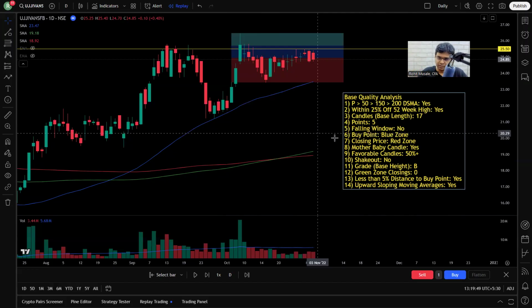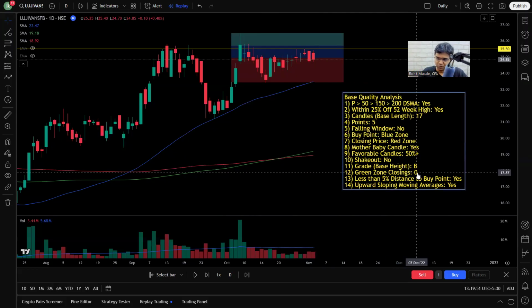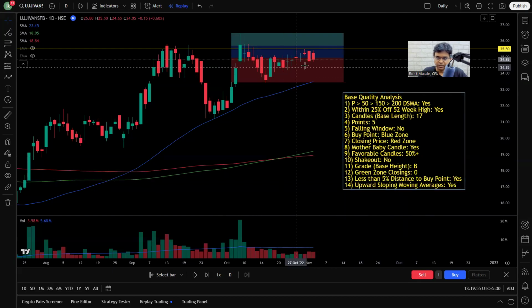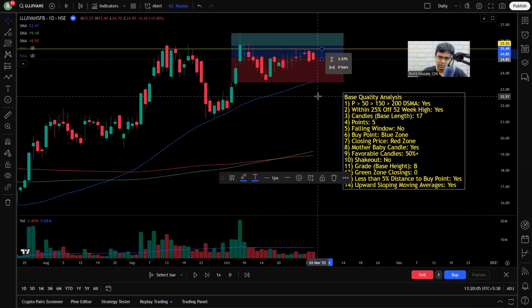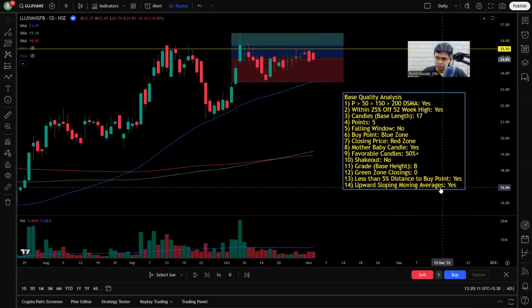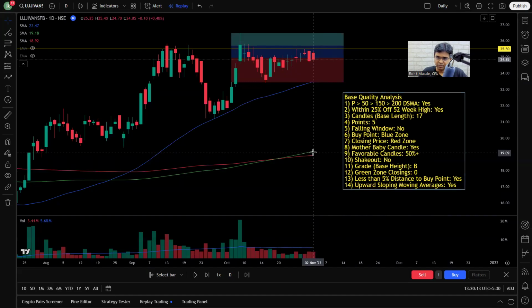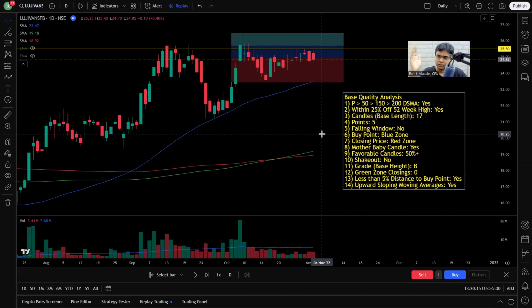So in this case, the green zone closings are 0, which is not a good thing. Less than 5% distance to buy point. Is the closing price less than 5% away from the yellow line? Yes. Good. So this represents tightness inside the base. Upward sloping moving averages: all three moving averages are sloping upwards.